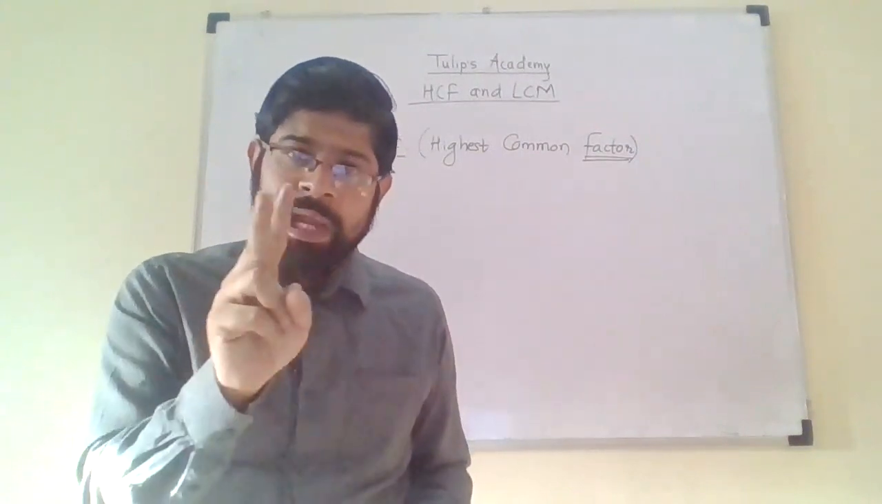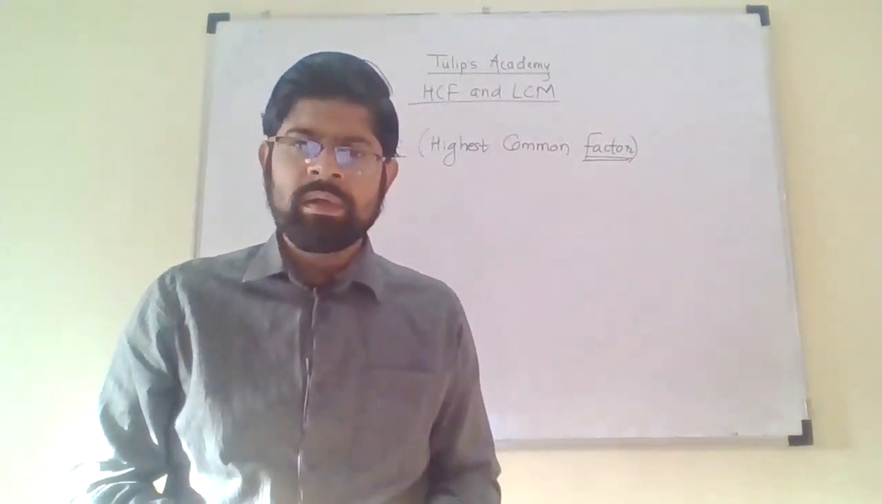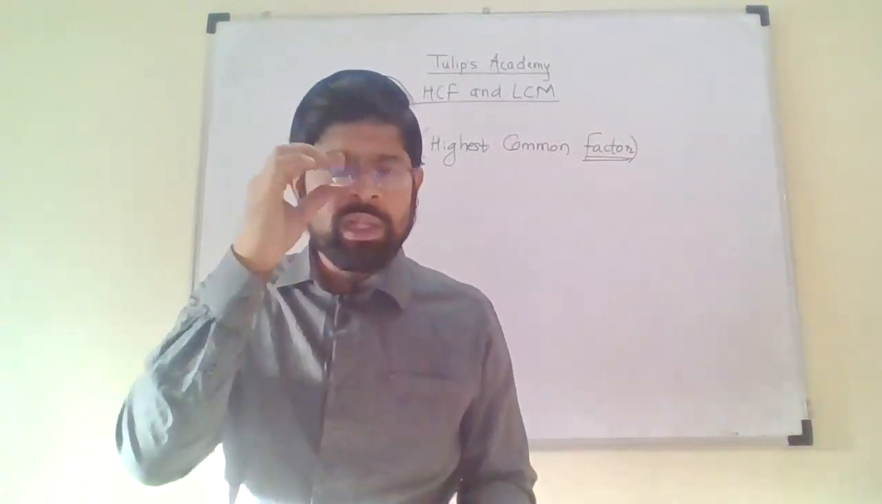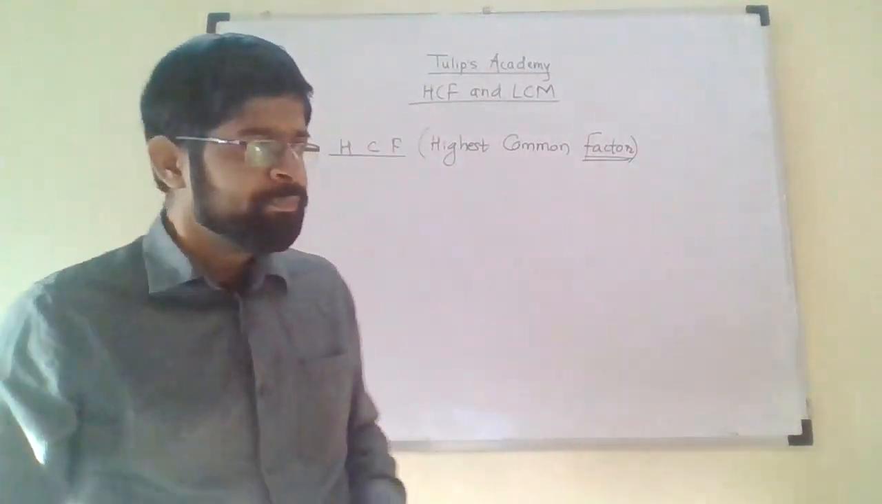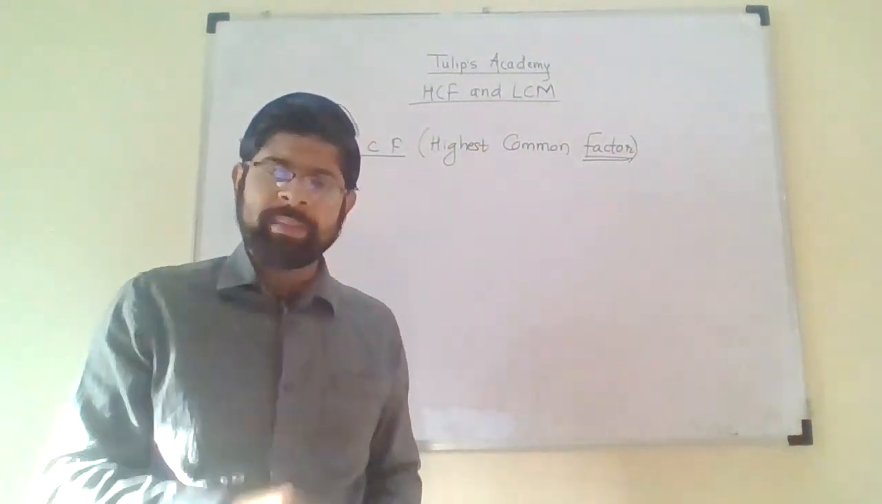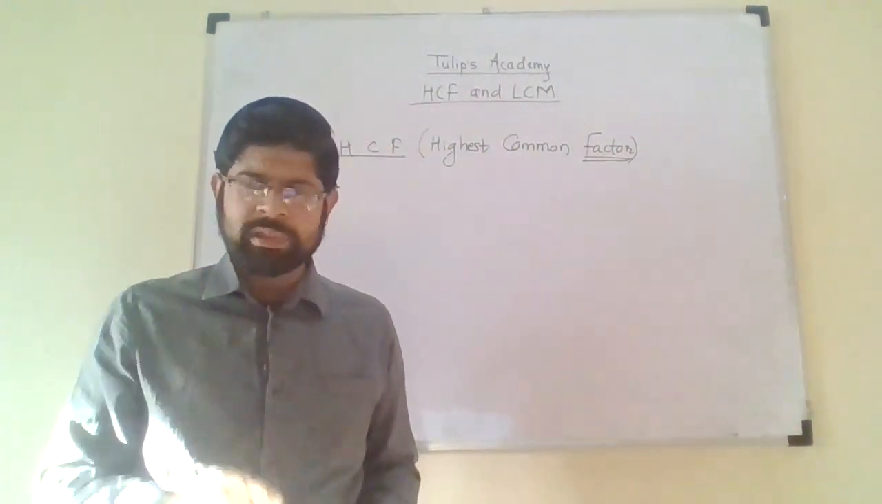A prime number has exactly 2 factors. But 1 has only 1 factor. So 1 is neither prime nor composite. It is the only number which is neither prime nor composite. 2 is the only even number which is prime. 2 is even as well as prime because 2 has only 2 factors, 1 and 2. All the remaining even numbers are composite.